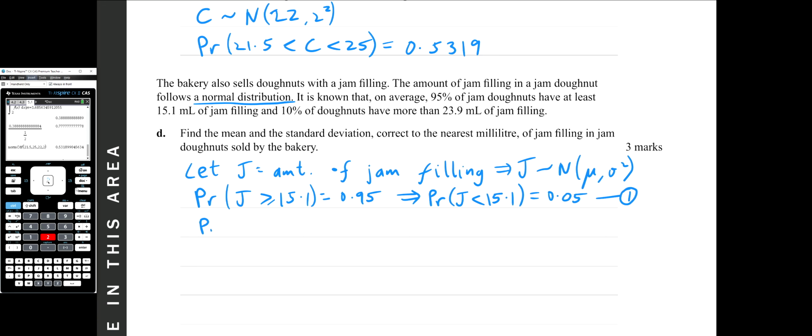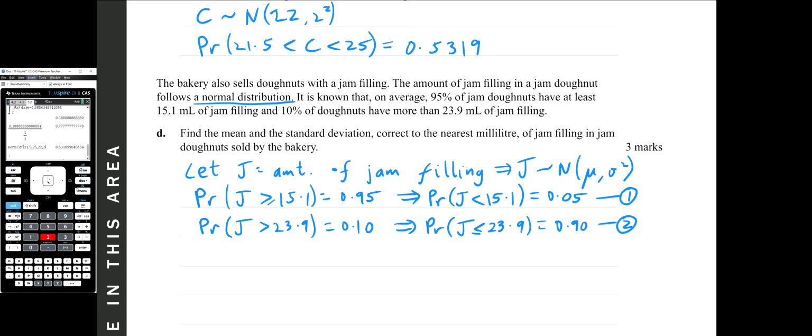And the other one we know is that 10% of donuts have more than 23.9. So the probability that J is greater than 23.9, because more than 23.9, it doesn't really matter, but it's good to keep your notation sorted. So 10% of donuts, that's 0.10, have greater than 23.9 mil. So this means, in the opposite direction, the probability that J is less than or equal to 23.9 is equal to 0.90. And that right there is equation 2.